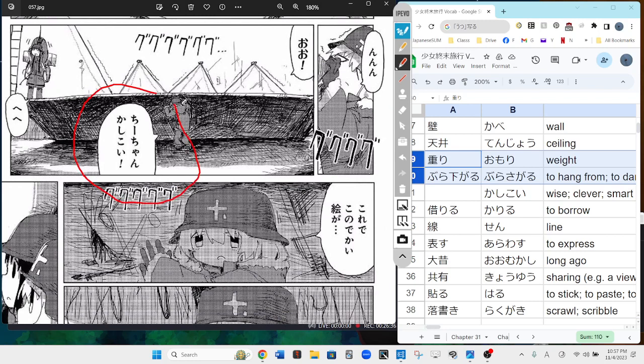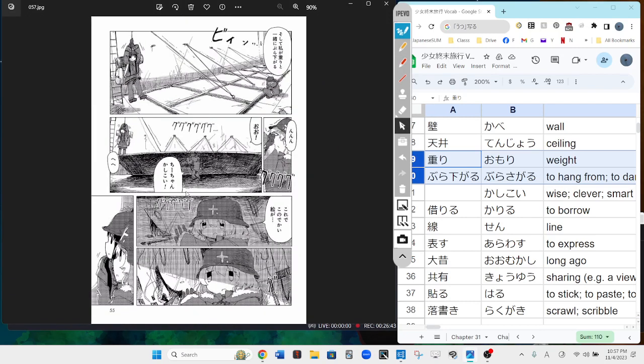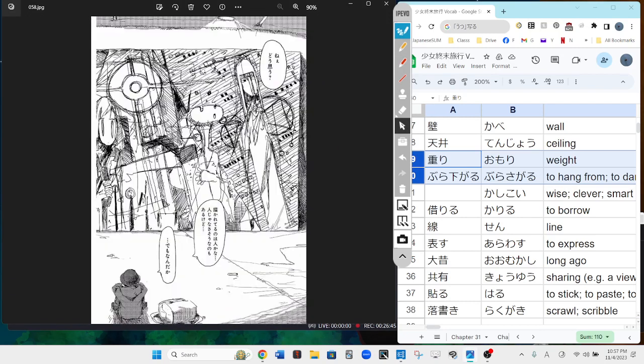Pictures are right. Chi-chan, kashikoi, which is, Chi-chan, you're so cool. Kore de, kono dekai e. If it's like this, then this big picture we can... ne, dou mo. Hey, what do you think about this painting? And it's a pretty weird picture.